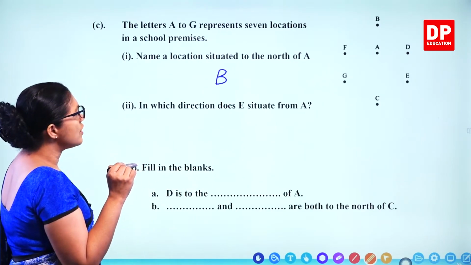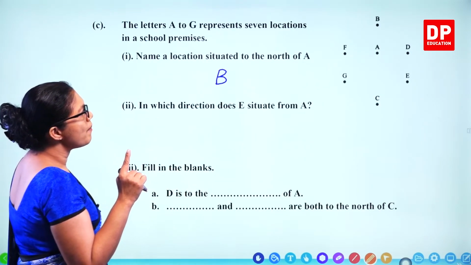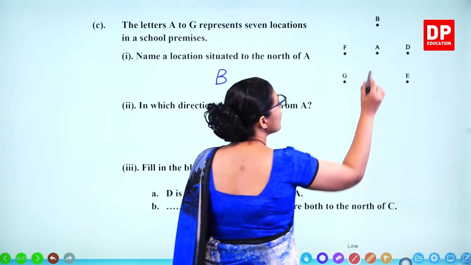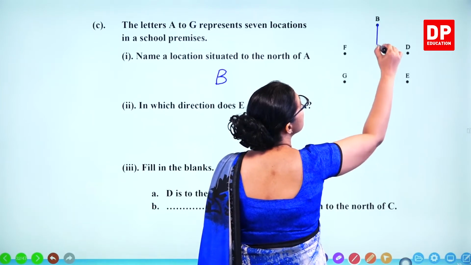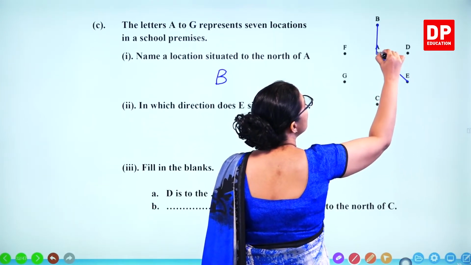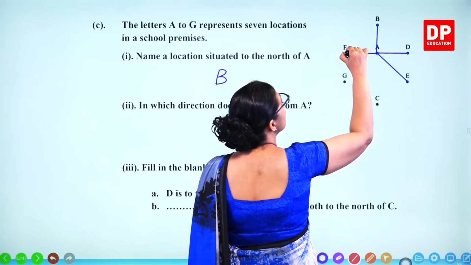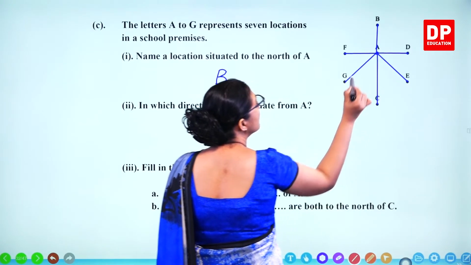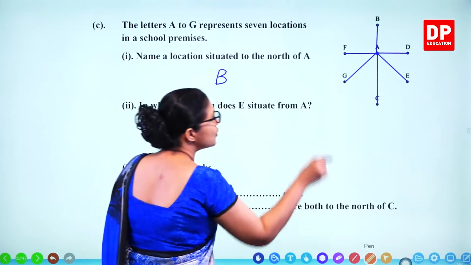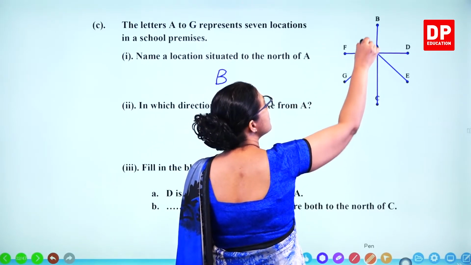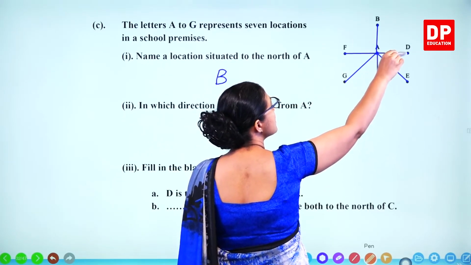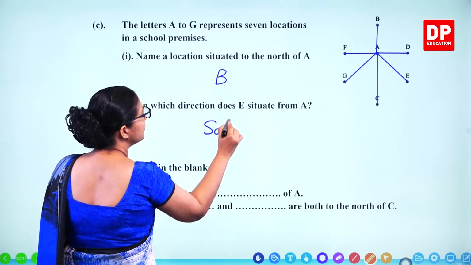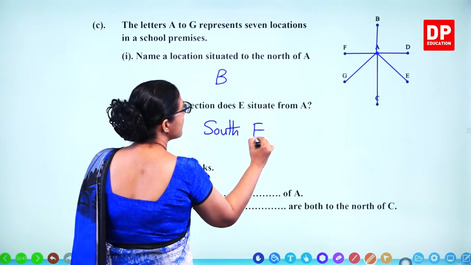In which direction does E situate from A? So this way. We'll draw here, from here to here, like this. So what's this side? This is north, this is south, this is east. Southeast side. South, east.